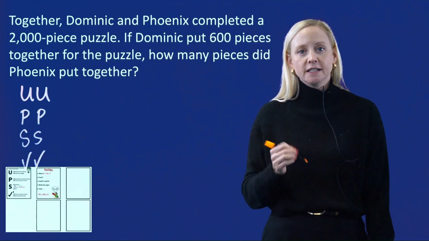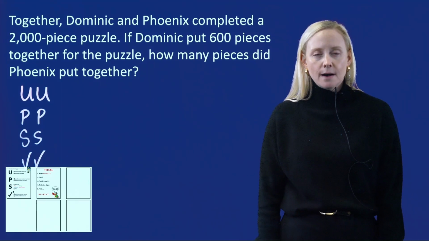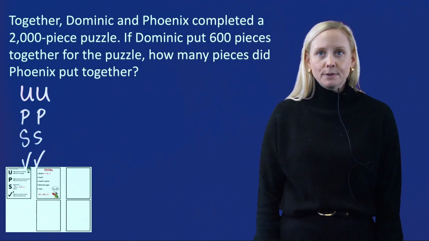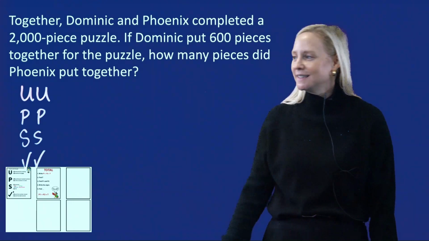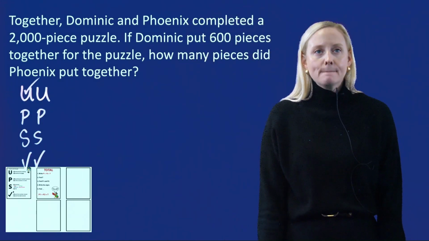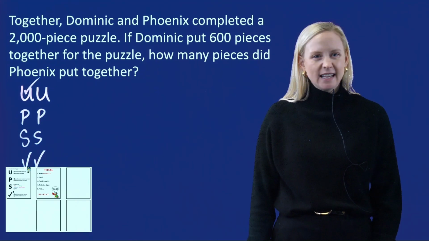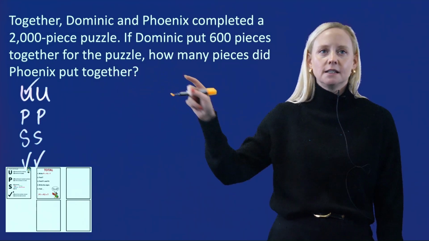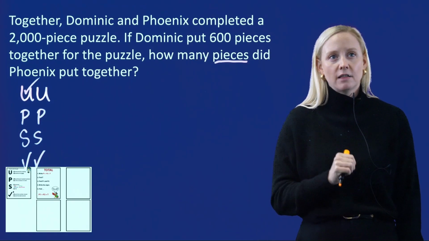So our first U stands for understand by reading. Let's go ahead and read the problem. This says, together Dominic and Phoenix completed a 2,000-piece puzzle. If Dominic put 600 pieces together for the puzzle, how many pieces did Phoenix put together? We read our problem, I understand it, I'm going to check off that U. My second U is to underline the label and check for any irrelevant information. Again, I like to check my question sentence for my label. It says, how many pieces did Phoenix put together? I know that we're talking about pieces, so I'm going to underline that.